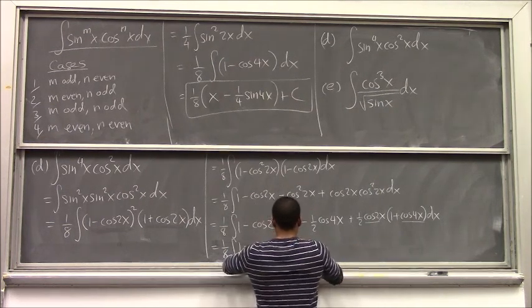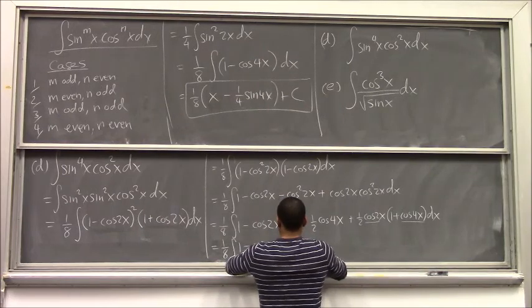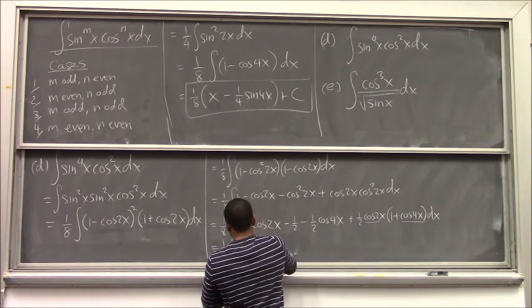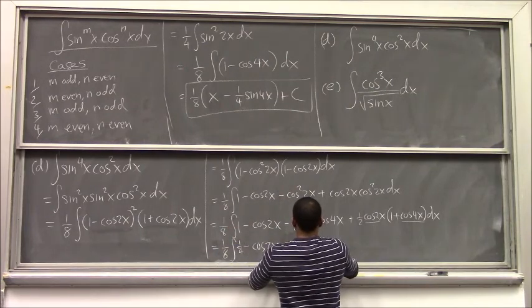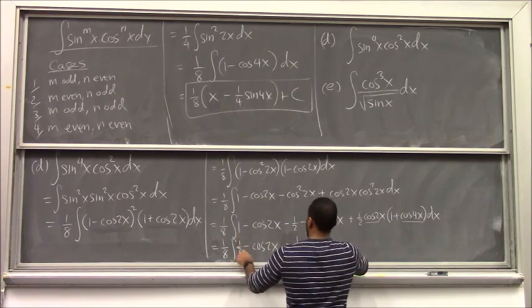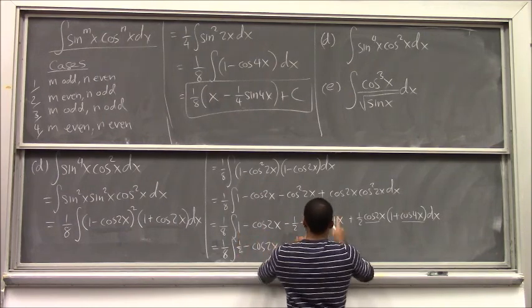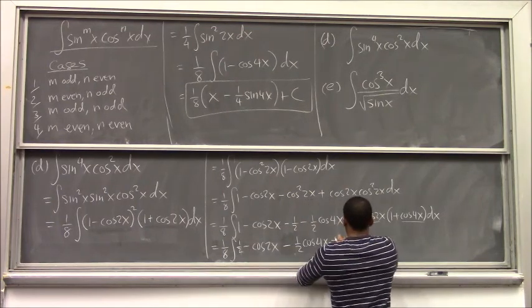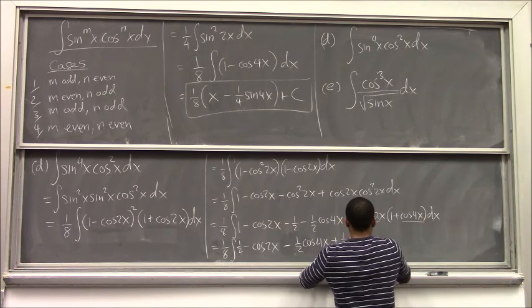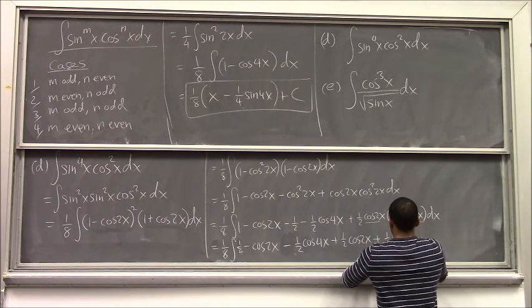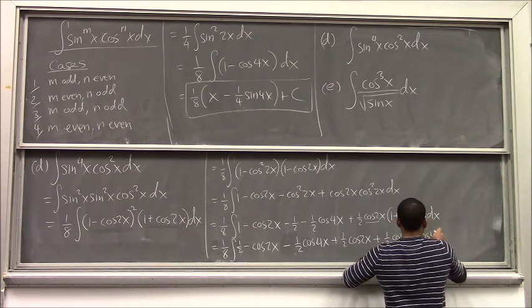Did I write the wrong power somewhere? So this would end up being 1/2 over here. This would end up being, because I'm taking this 1 minus 1/2, goes here. This one I'm just copying back, leaving this one, and plus 1/2 cosine 2x plus 1/2 cosine 2x cosine 4x.